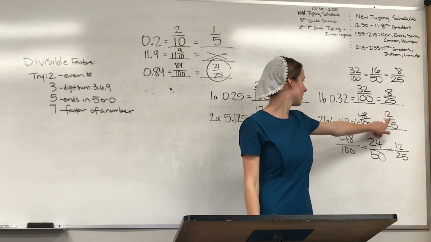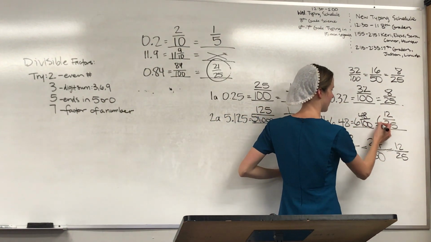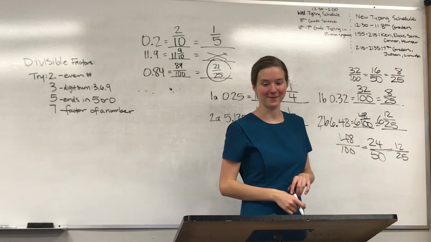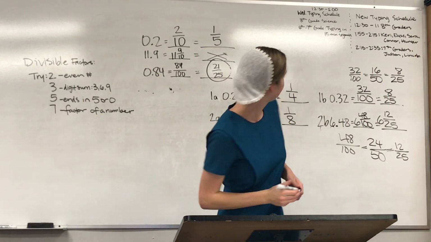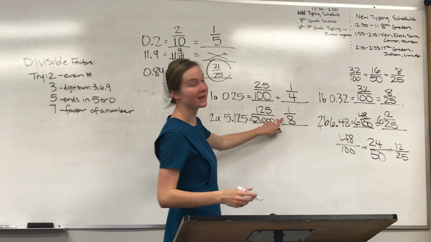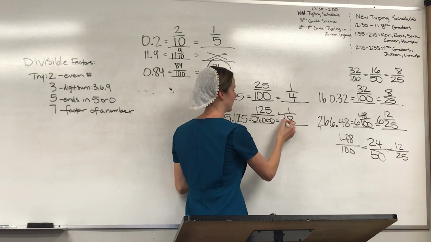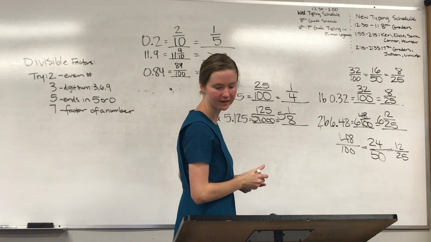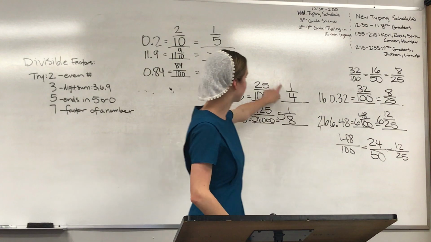6.48 equals 12. Sorry, I forgot my whole number. 6 and 12 over 25. Let's make sure. Ooh, guess what I forgot here? Forgot my whole number. Sorry about that. Make sure you correct that. And these answers are correct.